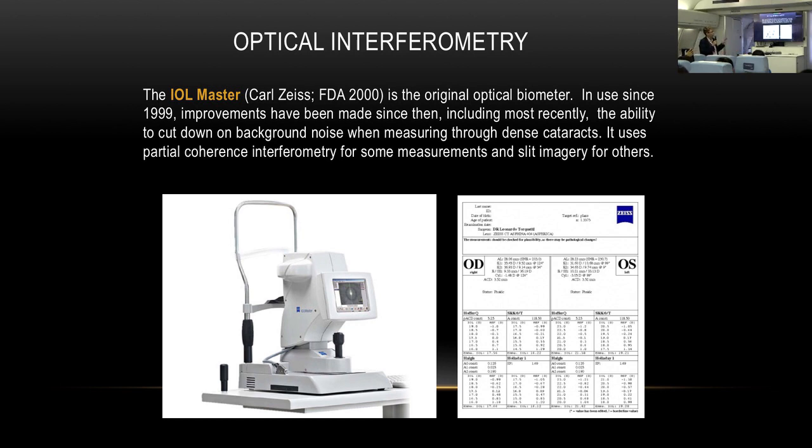As I said, the IOL Master, which came about in about year 2000, is the original optical biometer. This is pretty much what it looks like, even still today, and the printouts that you get look like this on the right. There have been many improvements in it in the last 17 or 18 years. The most recent models of IOL Master do allow us to do a better job getting through dense cataracts, which was always one of the drawbacks of IOL Master.